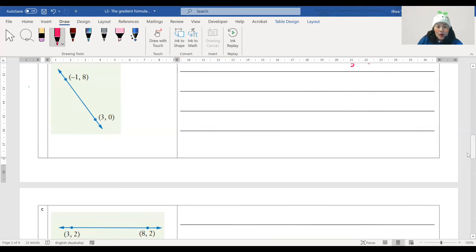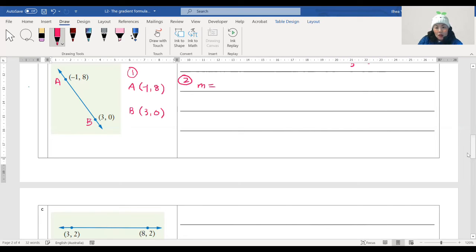Okay, so the first step is I'm going to have to choose which one is my first point and which one is my second point. I'm going to pick this one as my first one, and that's my second. So my A is minus 1 and 8, and my B is 3 and 0. Of course, you can do your A as 3 and 0 and your B as minus 1 and 8. It doesn't really matter, as we proved previously. Now, I'm going to put it in the formula.